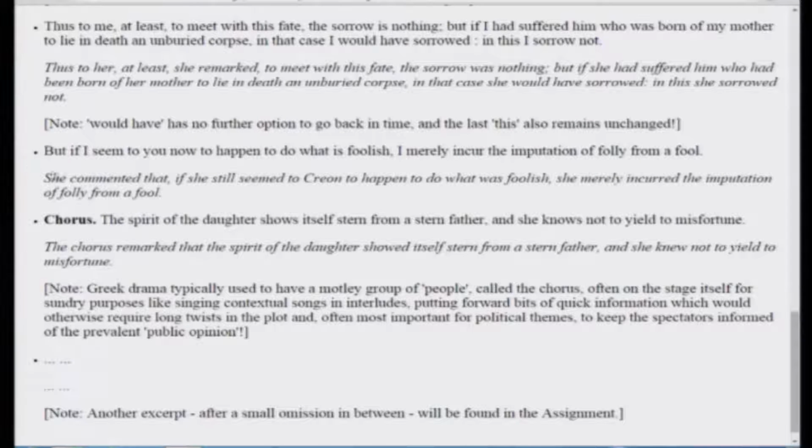But if I seem to you now to happen to do what is foolish, I merely incur the imputation of folly from a fool. Now, this is a comment.